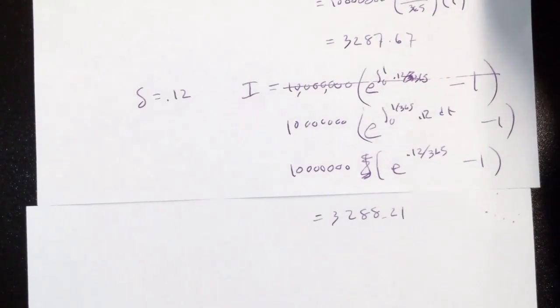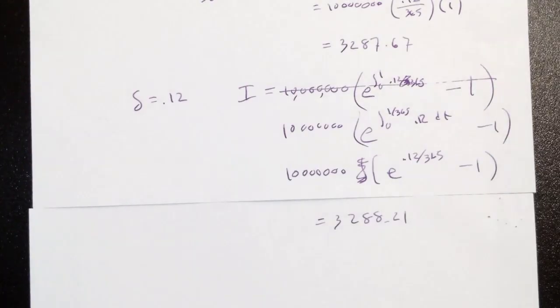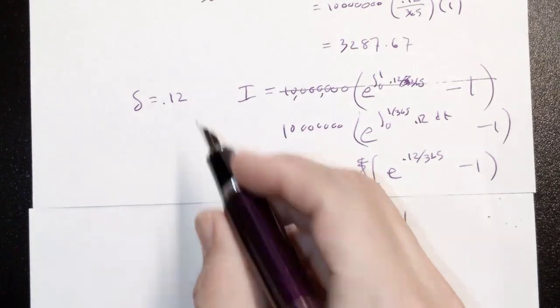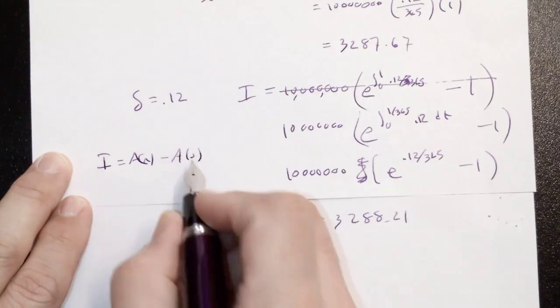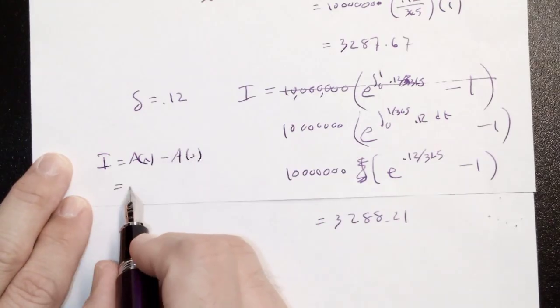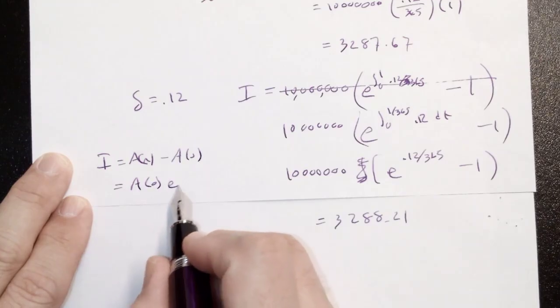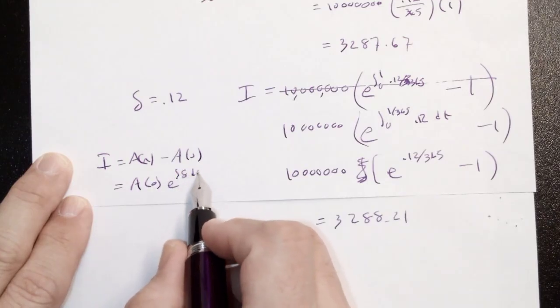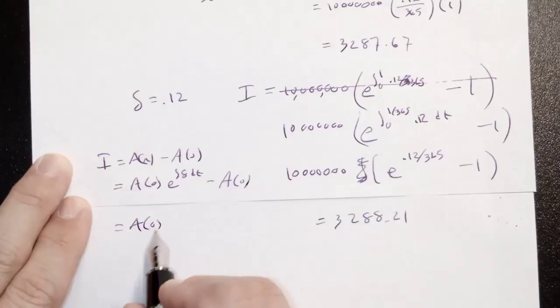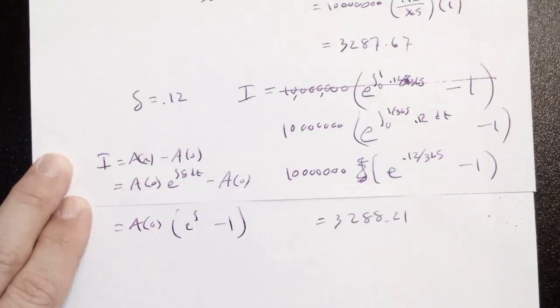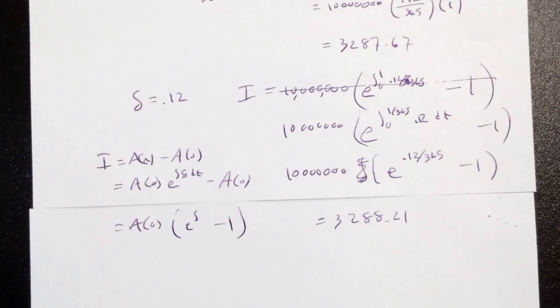Yes, ma'am. I'm just a little confused on the minus 1. Oh, because I only wanted interest, and interest is a_n minus a_0, right? So that would be a_0 e to the integral of delta dt, minus a_0, right? So I just factored out the a_0. Okay, yeah. I could have taken away the parentheses and written minus 10 million. Yeah, that would work the same way.